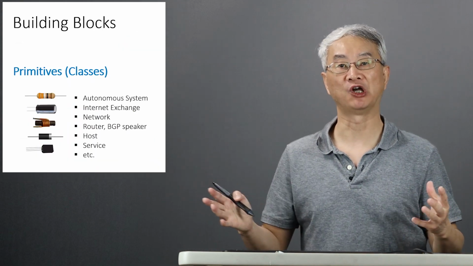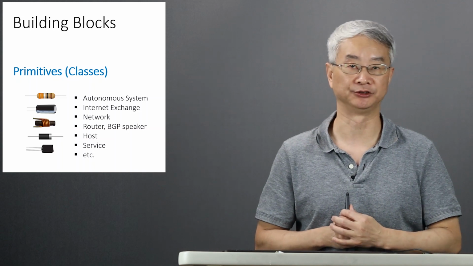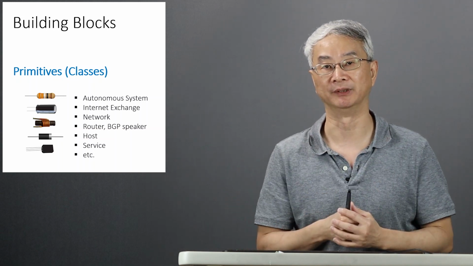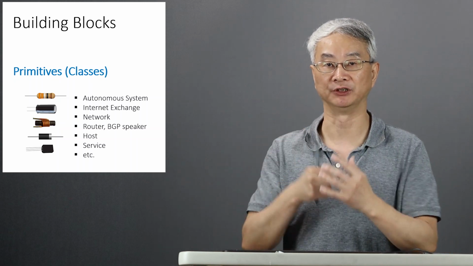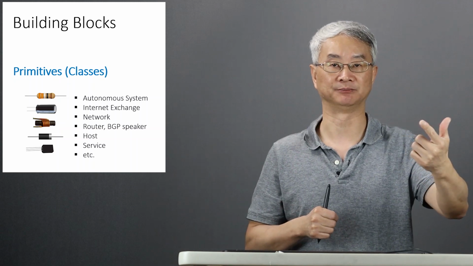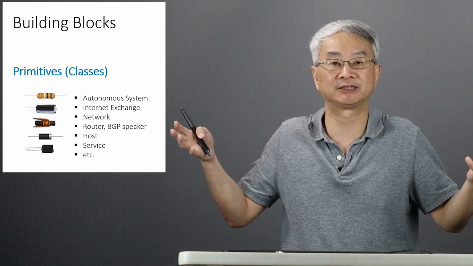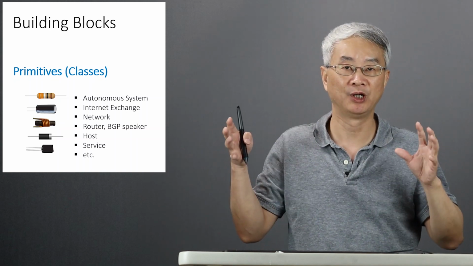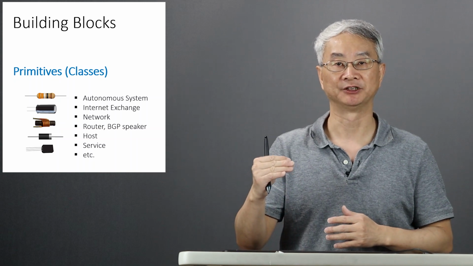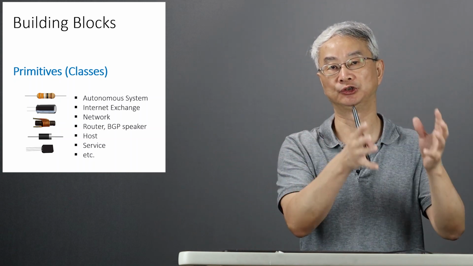Now, what kind of building blocks do we have? We look at internet technology, and we want to provide all the essential elements that exist on the internet, for example internet exchanges, autonomous systems, networks, hosts, servers, and many other things. For each of them, we build a class, and we define the API so the user can easily use the class to achieve their goal.